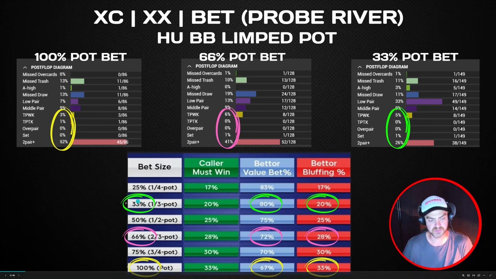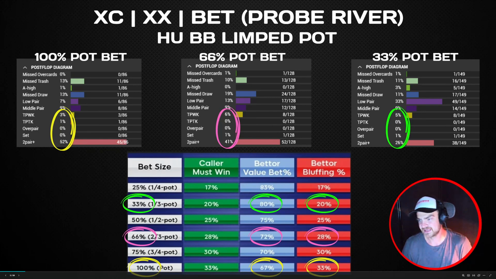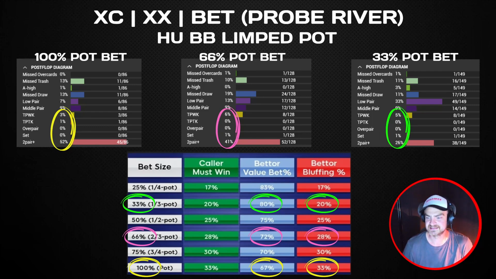You see it here. When we bet small, only 20% of our range should be bluffs in theory, and when we bet 66%, it should be 28%, and when we bet full pot, it should be 33%. But if we take a look at the real distribution, you see that the smaller our opponent is betting, so here he is betting 33% of the pot, and the ratio of value bets, so two pair plus, let's add top pairs as well, then only around 30% of the time our opponent has a top pair or better. Only 30% of the time, right?